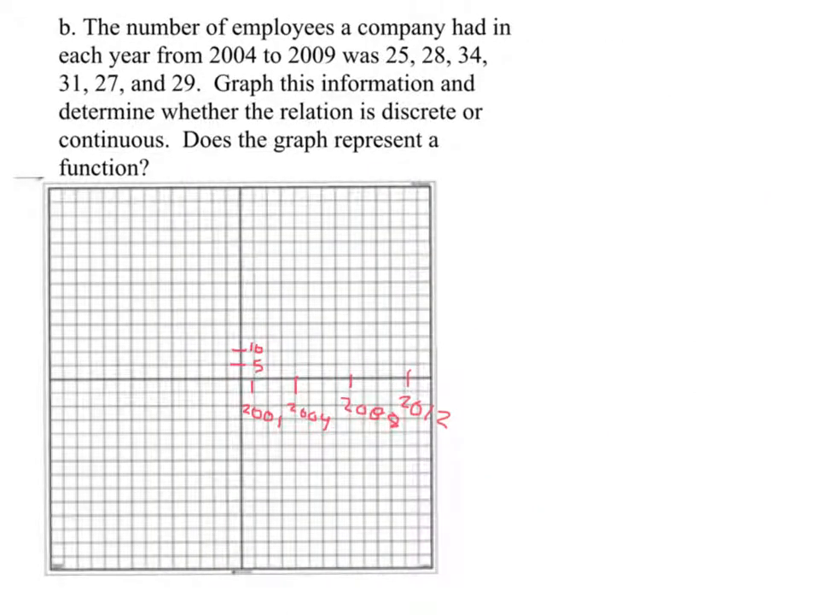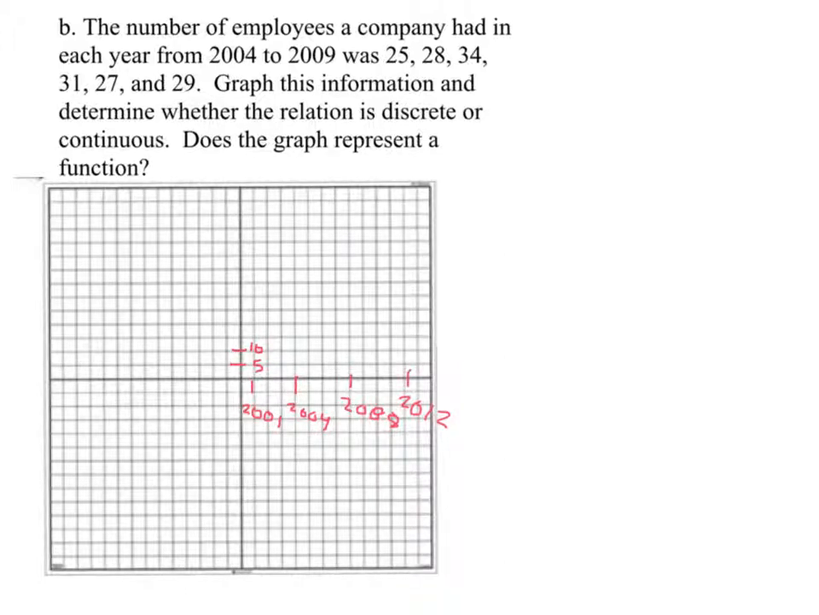Let's take a look at real-world example B. It says the number of employees a company had in each year from 2004 to 2009 was 25, 28, 34, 31, 27, and 29. Graph this information and determine whether the relation is discrete or continuous. And does the graph represent a function?